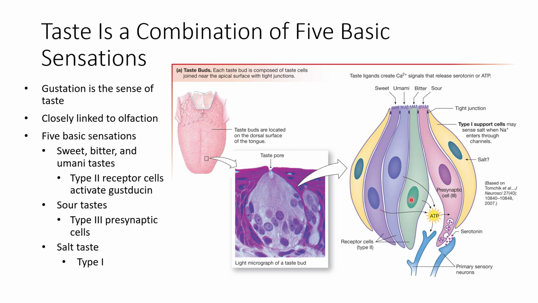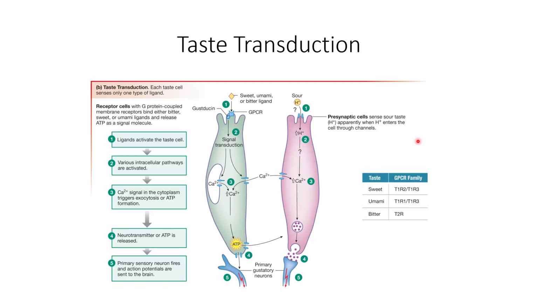So type 2 receptors can taste the sweet, umami, and bitter. Type 3 is sour, and type 1 is what we associate with salty. Again, all of these receptors are found in the taste bud. The difference between these, really type 2 and type 3, is how the signal transduction occurs. So let's look at that.